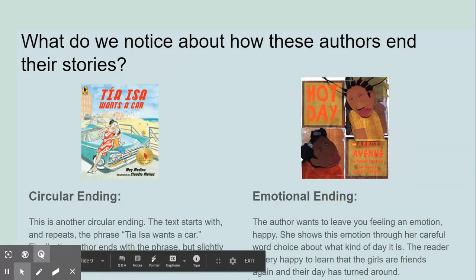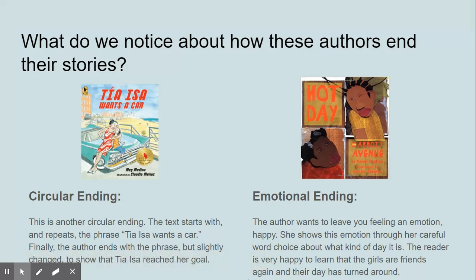All right, so you might have noticed that Tia Issa, or the author of Tia Issa, Meg Medina, also used a circular ending. So she starts with the simple phrase, Tia Issa wants a car, and finally she ends with the same phrase, but instead of wants a car, we said she bought a car, and it shows how Tia Issa reached her goal. So it connects way back to the beginning and the whole rest of the story.